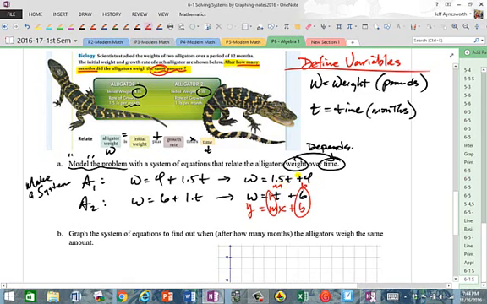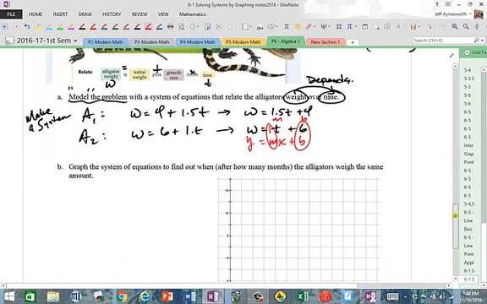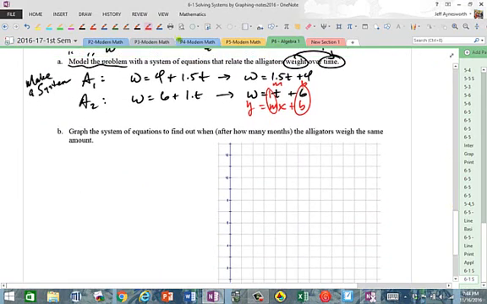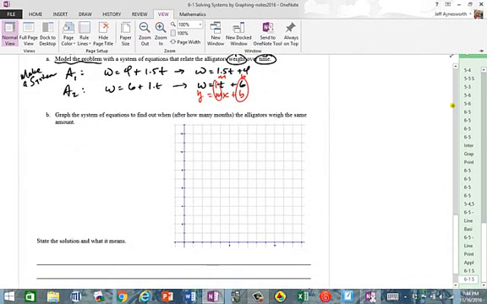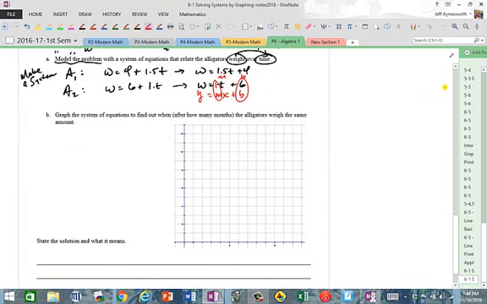So when we graph this system, we have to define what the x and y axes represent, because I switched the variables a little bit. Instead of the x-axis, it's the t-axis for time, time in months. And instead of y, this is w, weight in pounds.